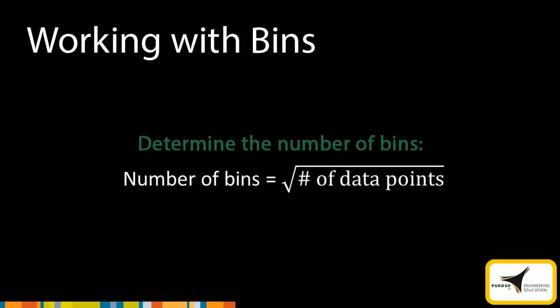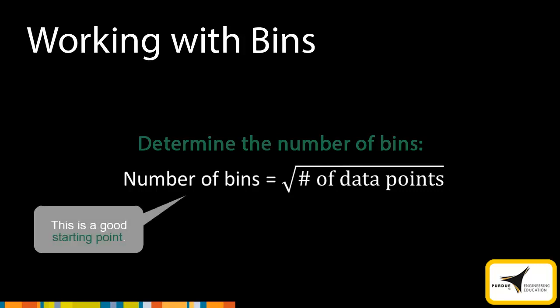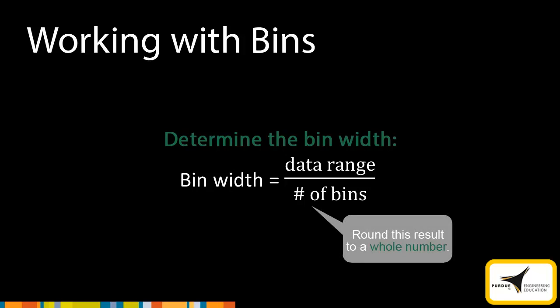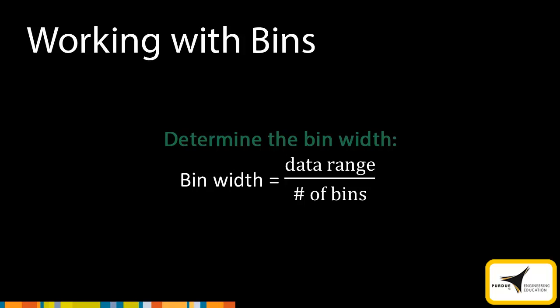Before you create a histogram, you must first determine how many bins the histogram will have. A good rule to follow to determine the initial bin size is to take the square root of the number of data points, rounded to the nearest whole number. This won't work in all situations, but it does provide a good starting point. Once you have determined the number of bins, you need to determine the width of each bin by dividing the range of the data by the number of bins and rounding it to a whole number. In just a moment, we will look at an example that illustrates these calculations.